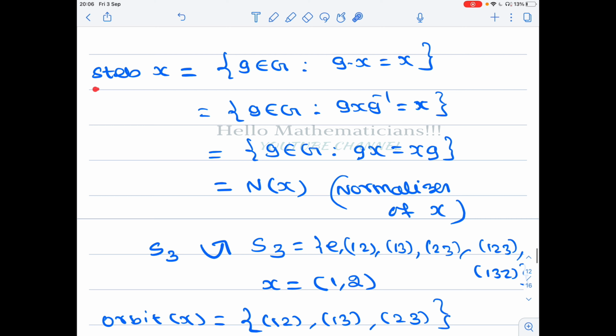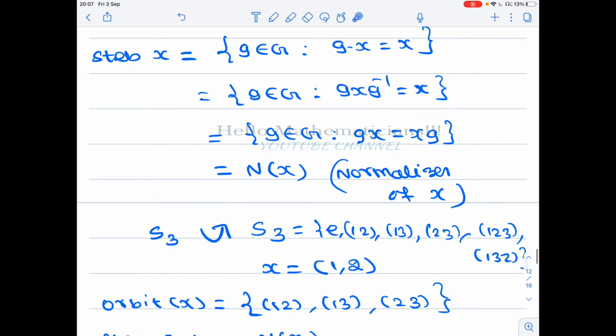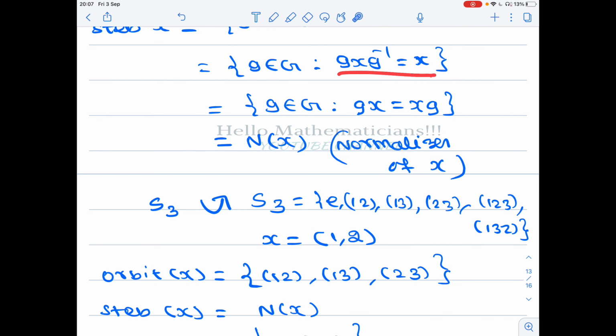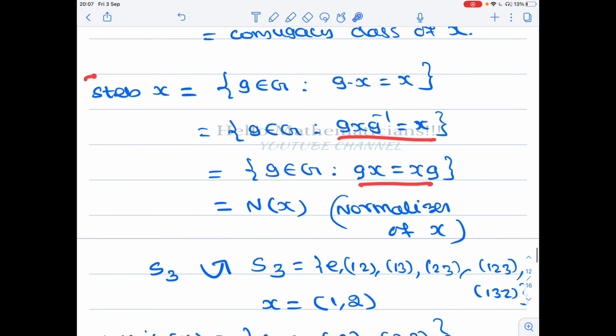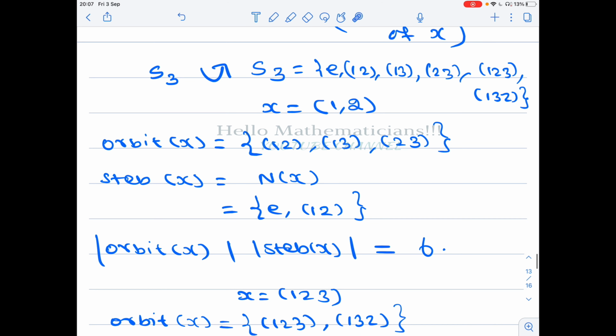Next we calculate the stabilizer. The stabilizer is the set of all g belonging to G such that g dot x equals x. g should not change x; that is what stabilizing means. By definition, g dot x equals g x g inverse equals x. This means that g x equals x g. Therefore, the stabilizer of an element x is the set of all elements g that commute with x. That is precisely the normalizer of the element x. So the normalizer is nothing but the set of all elements in the group which commute with the element x.